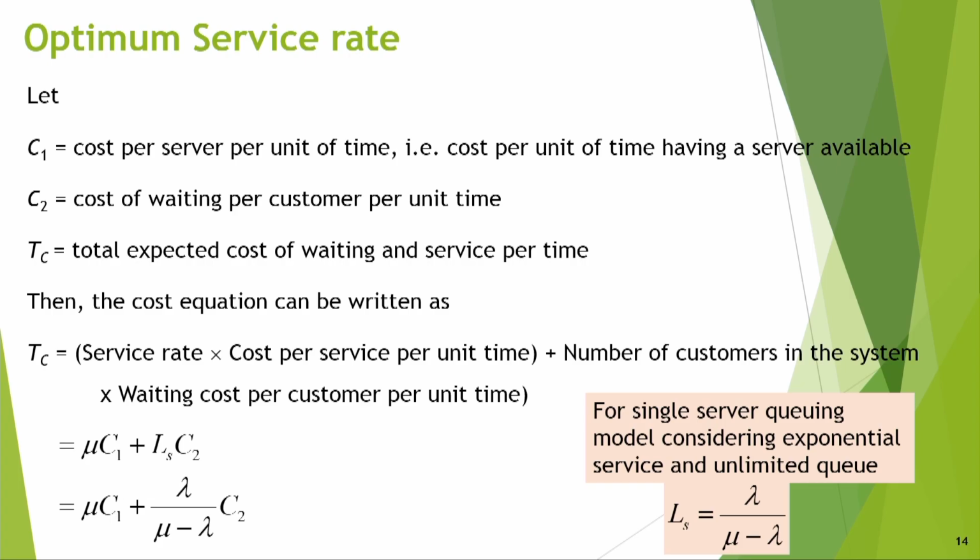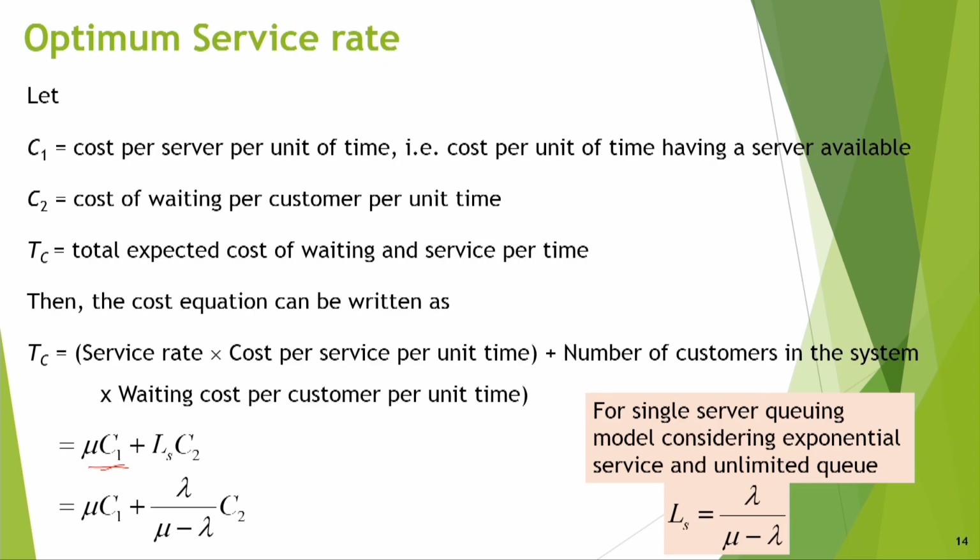So, how do you find out TC? Complete TC is equal to mu into C1. Mu is basically the service rate, and C1 is the cost per service per unit time. If the service rate is high, then naturally you have to pay more money for that. So, that is why it is mu C1. For unit mu, suppose the cost is C1.